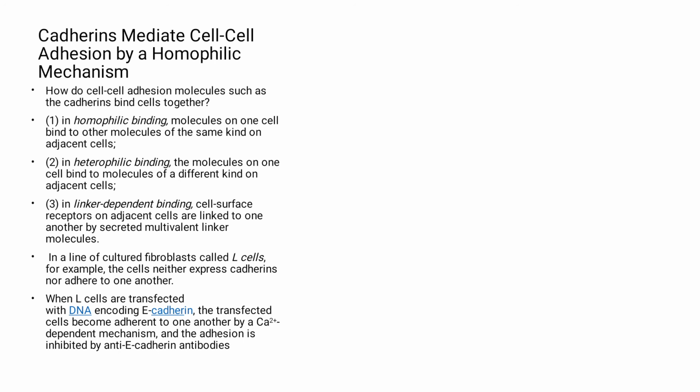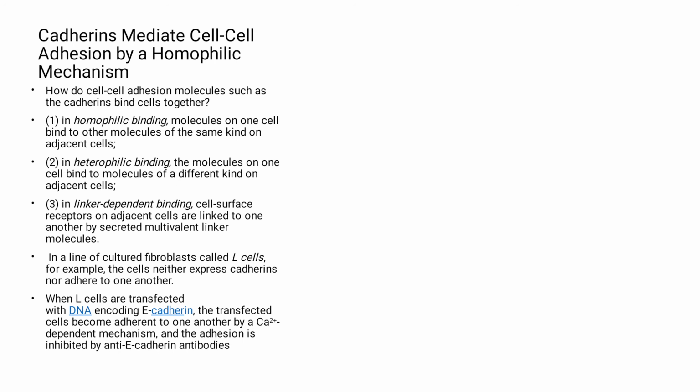The first one is homophilic binding, in which molecules on one cell bind to other molecules of the same kind on adjacent cells. The second one, in heterophilic binding, the molecules on one cell bind to molecules of a different kind on adjacent cells. And the third one, in linker-dependent binding, cell surface receptors on adjacent cells are linked to one another by secreted multivalent linker molecules. Although all three mechanisms have been found to operate in animals, cadherins usually link cells by the homophilic mechanism.